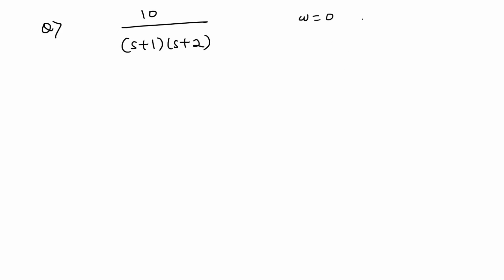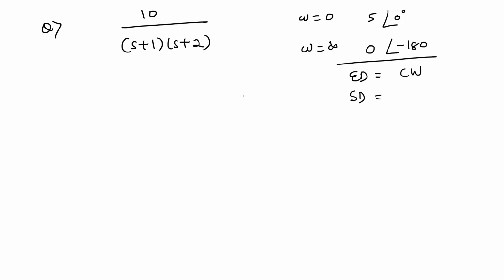Omega 0. What is the amplitude? 10 by 2, 5. Yes, sir. What is the angle? 0 degree. No poles or zeros at origin. At omega equal to infinity, what is the value? 1 by infinity is 0. How many poles are there? Total poles? 2 poles. So minus 180. Then ending direction is how much? Positive or negative? Positive, sir. Clockwise.